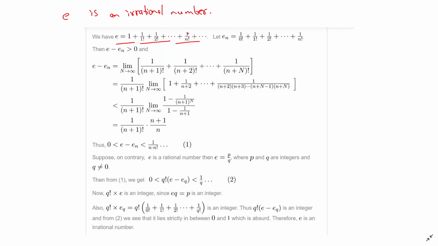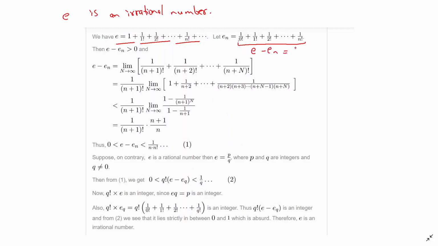factorial plus dot dot 1 upon n factorial plus so on. So it is an infinite series, and suppose En is equal to the sum of the first n plus 1 terms. That means 1 plus 1 upon 1 factorial plus 1 upon 2 factorial up to 1 upon n factorial, right? So what will be e minus En?